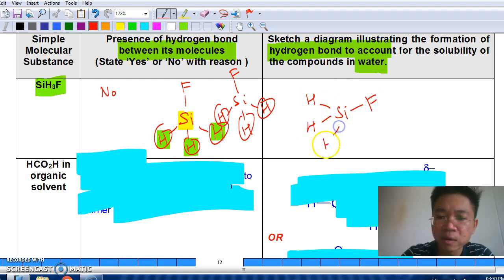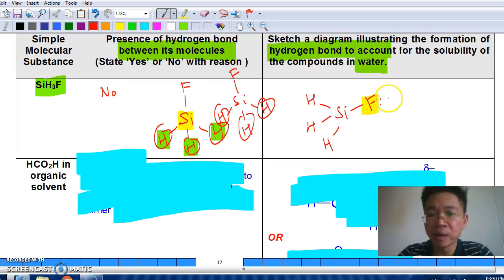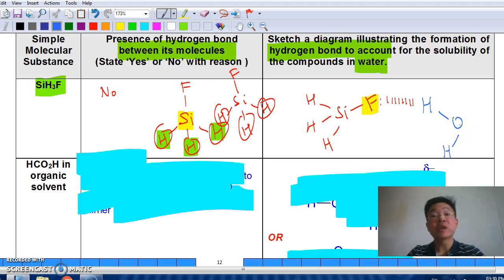SiFH3. Can this fluorine form hydrogen bond with water? The answer is yes, because it has a lone pair and is one of the N, O or F, which can form hydrogen bond with the H, right, from water. So it can form hydrogen bond with water.